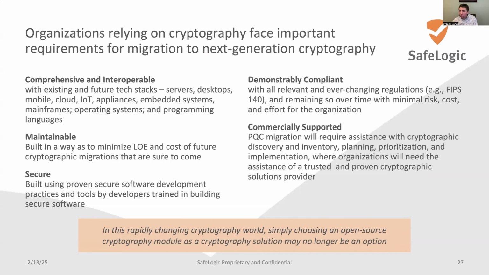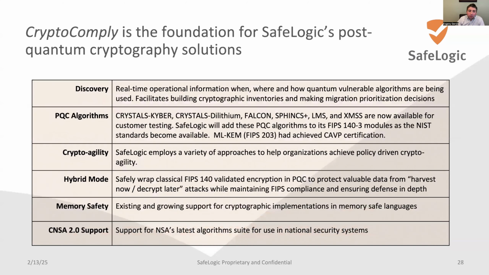Obviously, security is important, and so is demonstrable compliance: something that has actually gone through a validation process like NIST FIPS and received those certifications. And you really want commercial grade support. A lot of the world right now is relying on open source, and there's a lot of great open source for cryptography. But we think people are going to need more than just open source as they go through the PQC migration, because of the complexity of their environments and of the migration. We think organizations are just going to need more assistance.